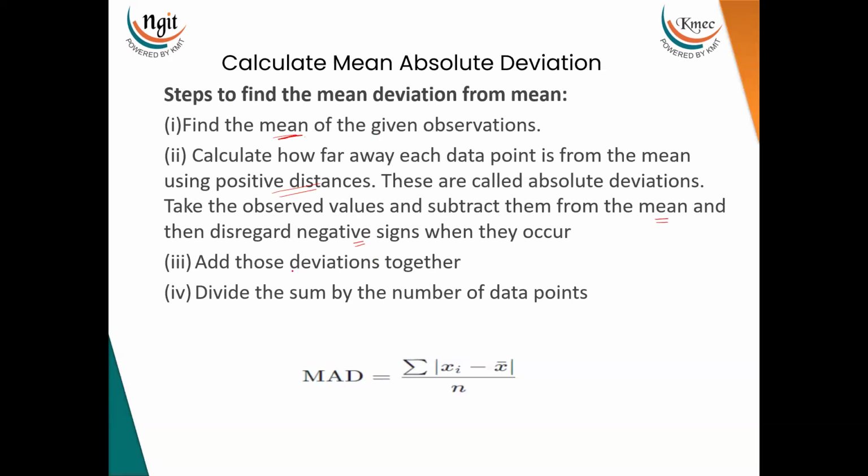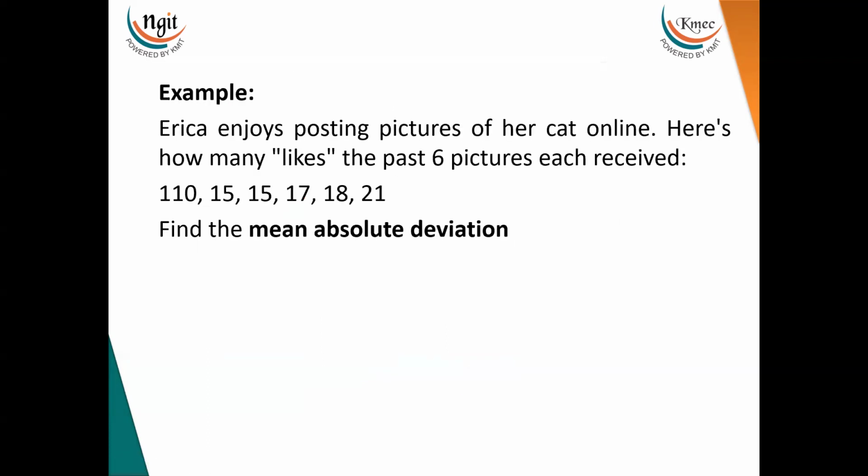And as the third step, add those deviations together. And the last step is to divide the sum by the number of data points. That gives the mean absolute deviation. And this is the mathematical formula for calculating the mean absolute deviation: sigma of the absolute value of xi minus x bar, divided by n. X bar is nothing but the mean of the given data. So let us solve one problem using these 4 steps.